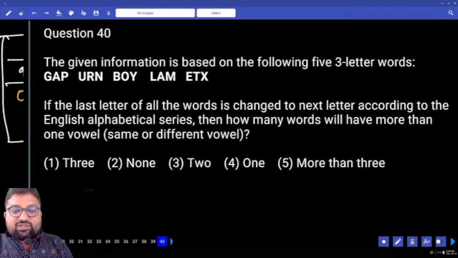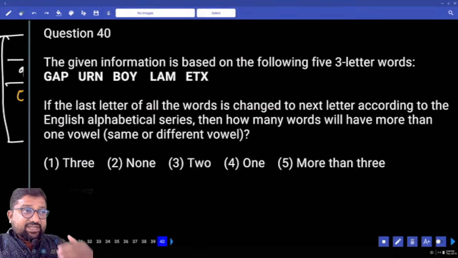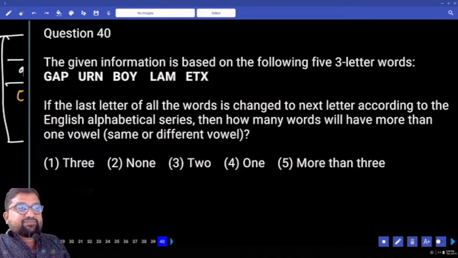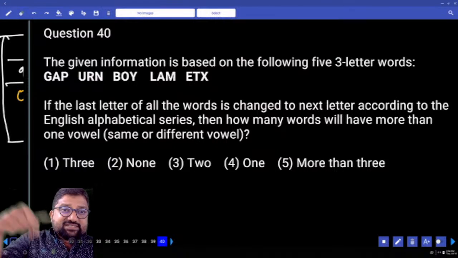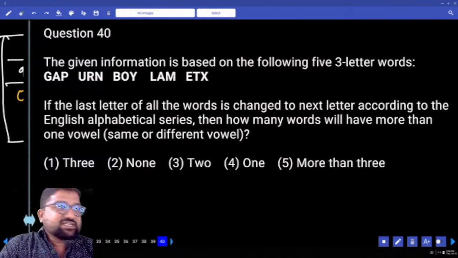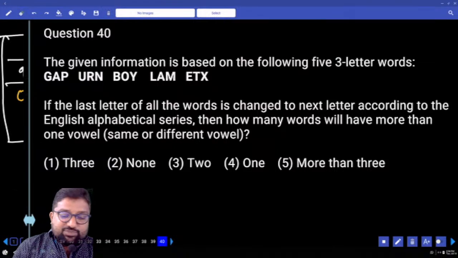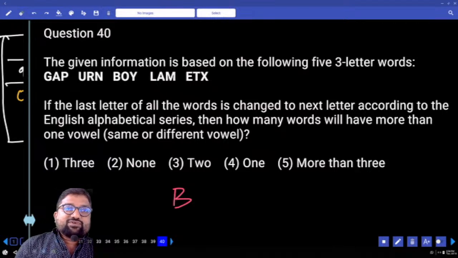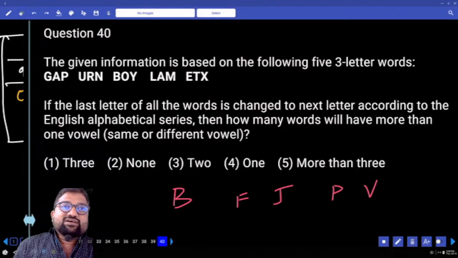If the last letter of all the words is changed to the next letter according to the English alphabetical series, it is talking only about the last letter. Then how many words will have more than one vowel? The next letter should be a vowel. And what should be the previous letter? B, F, J, P, V. Think about it: B, F, J, P, V.